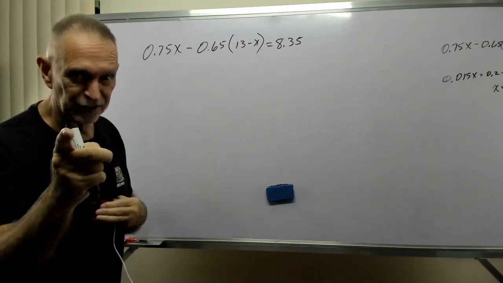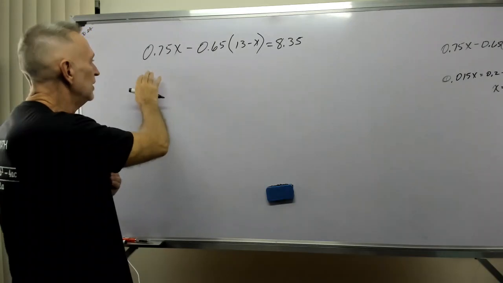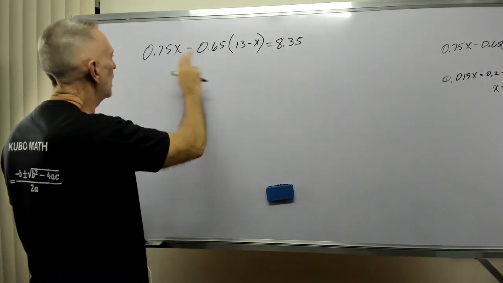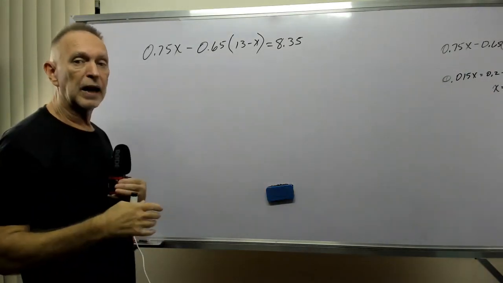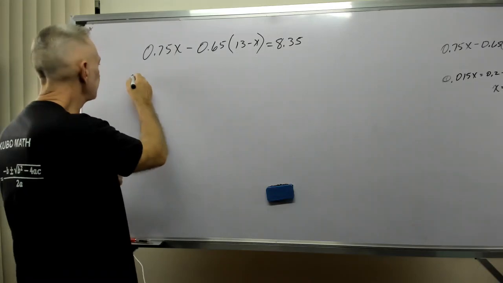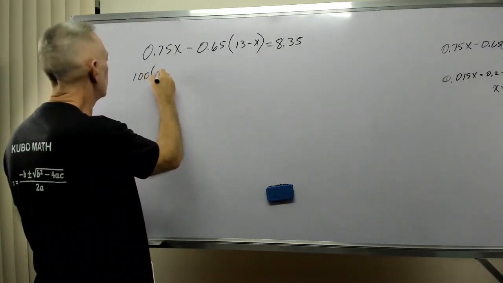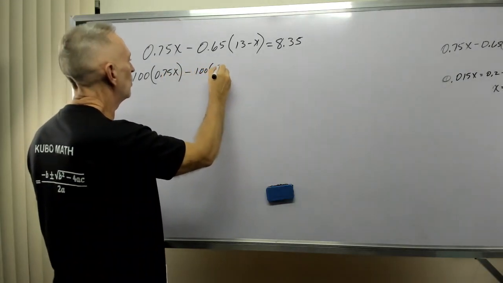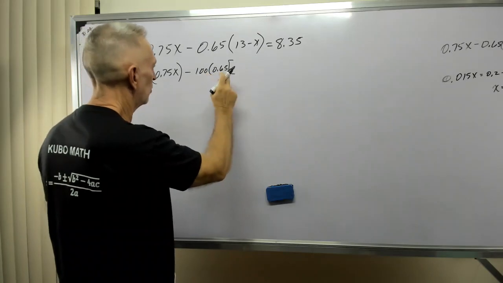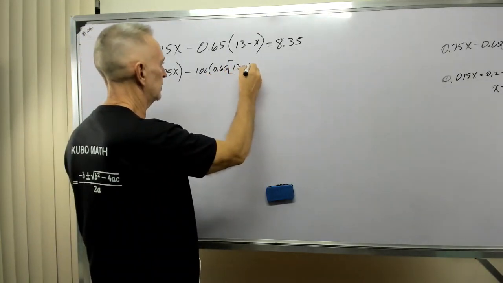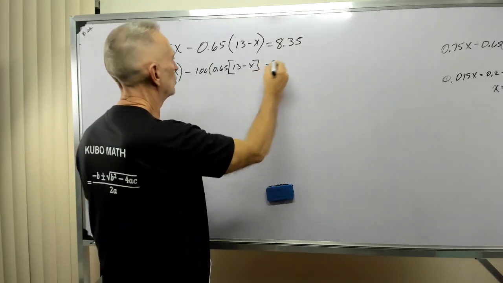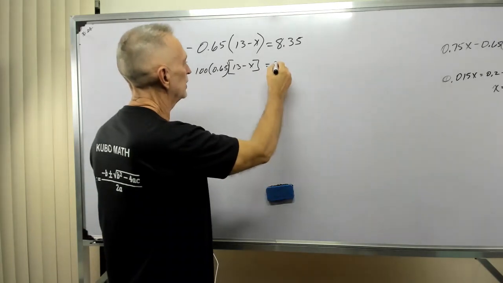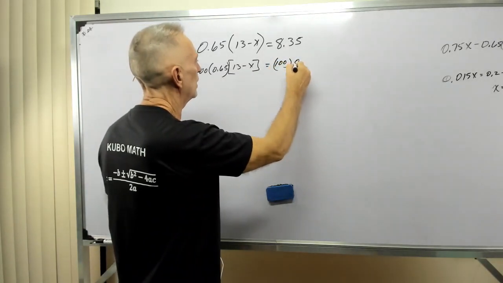Okay, I'm going to trust you that you did what you were supposed to do. You should have said, well, I want to move 2 decimal points to the right, so I'm going to multiply everything by 100 like we did before. So 100 times 0.75x minus 100 times 0.65. Of course, that 0.65 is multiplied times 13 minus x, and that equals, let's see, I didn't have the other side of the parentheses, 100 times 8.35.